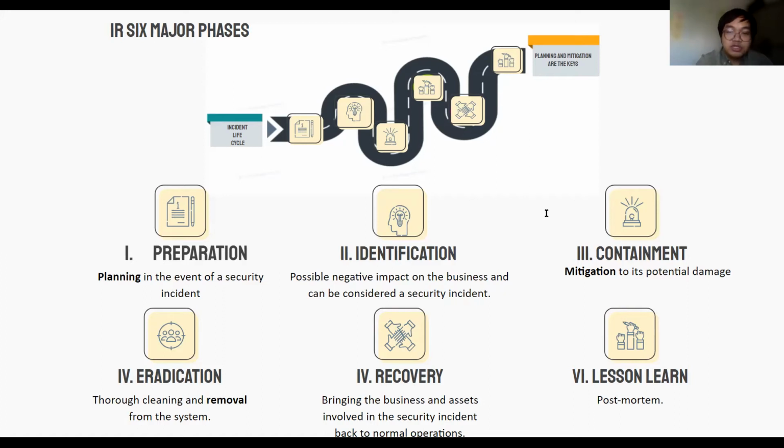And lastly, of course, the lessons learned or the postmortem. So a thorough review of how the incident happened and the actions taken to respond to it, where the lessons learned are taken. So in this phase, once the investigation is complete, the team is encouraged to hold an after action meeting with all the incident response team.